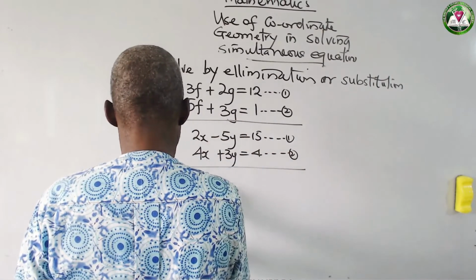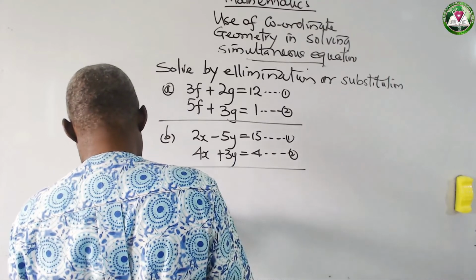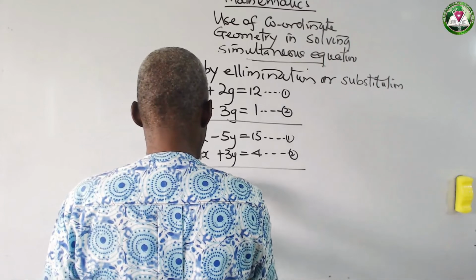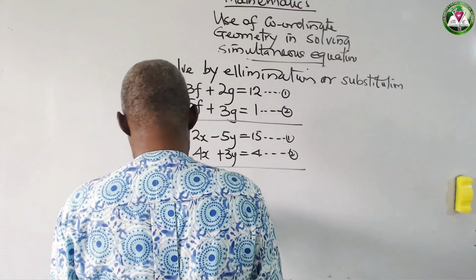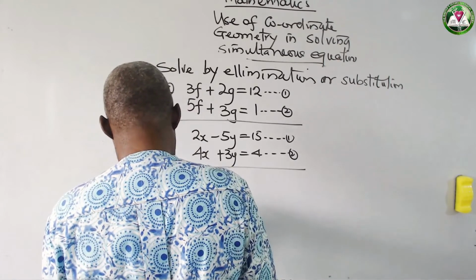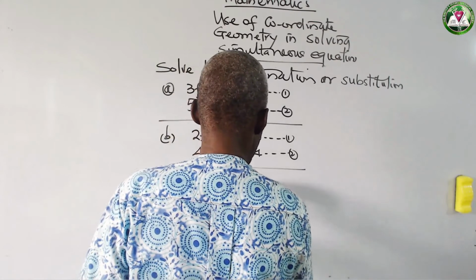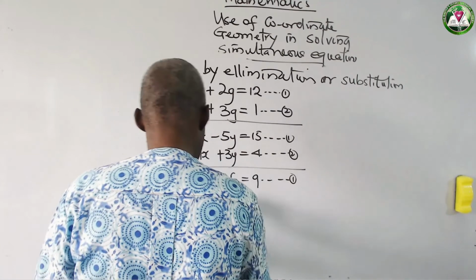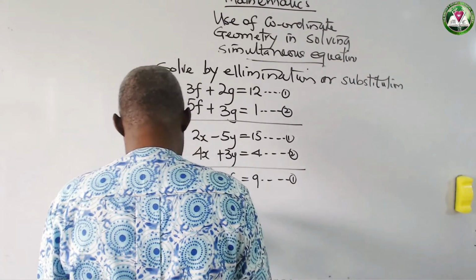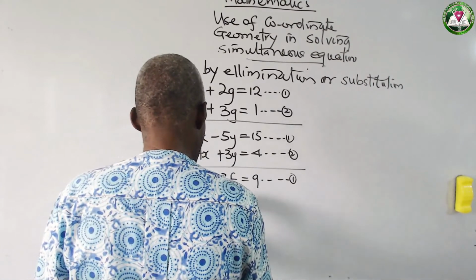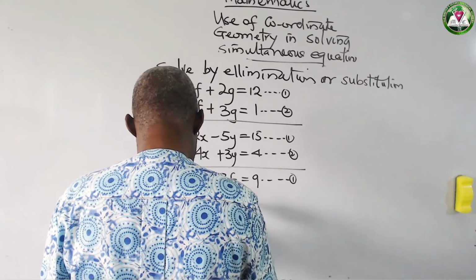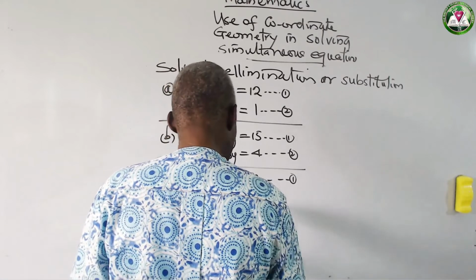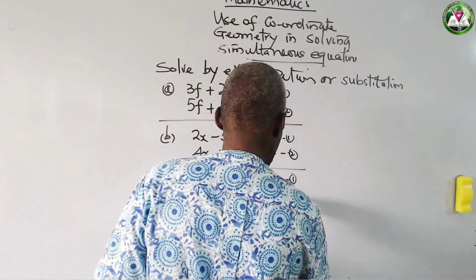Then C, 4e plus 3f. 4e plus 3f is 9. That is equation 1. Then 2e plus 5f. 2e plus 5f is 15. That is equation 2.